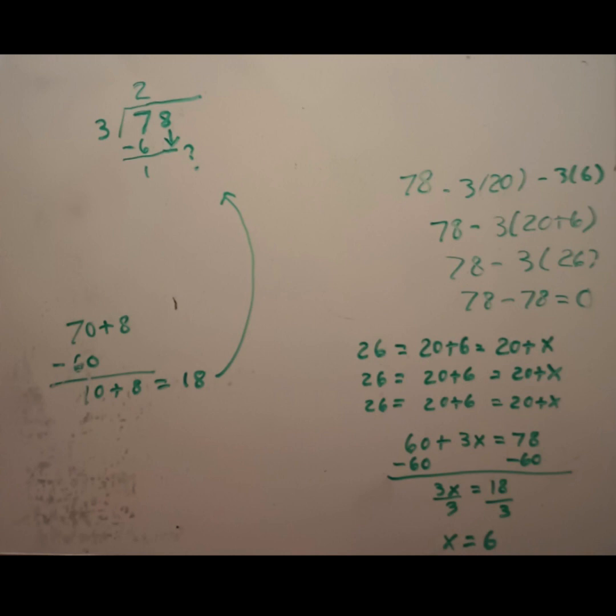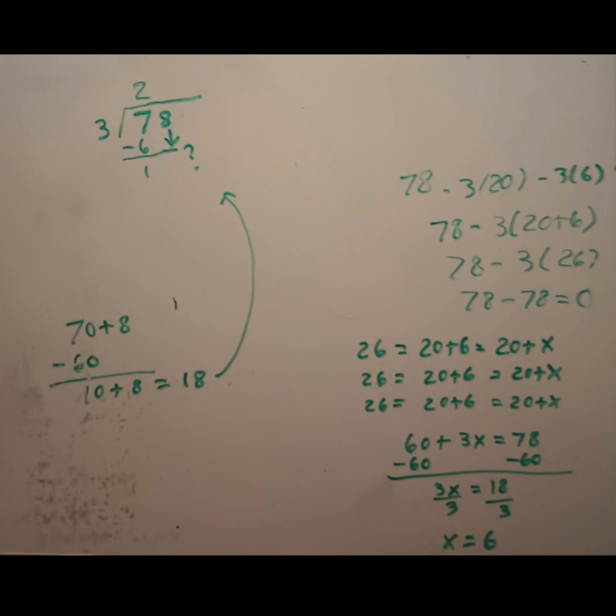So you got 26 times 3, and it verifies that division is actually subtraction. Here's another example.